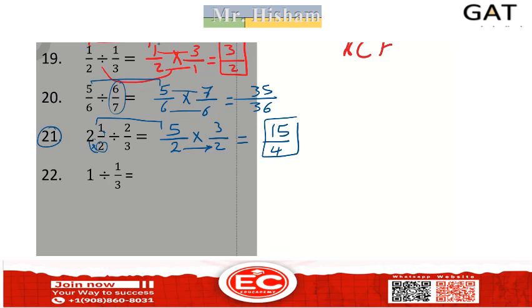Finally, if you have 1 divided by any fraction, just flip this one. Just flip it. So if it's 1 over 3, it's 3. Mr. Hisham, it means that 1 divided by 2 over 5, what is the answer? 5 over 2. 1 divided by 3 over 7 is 7 over 3.